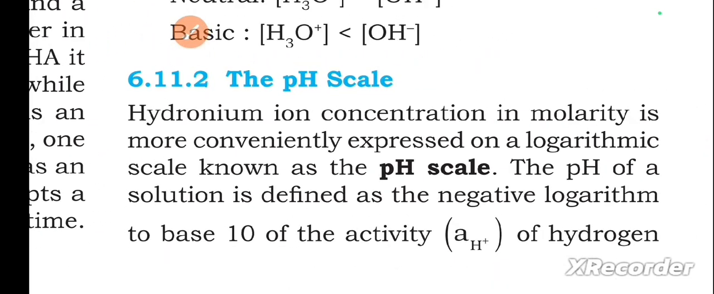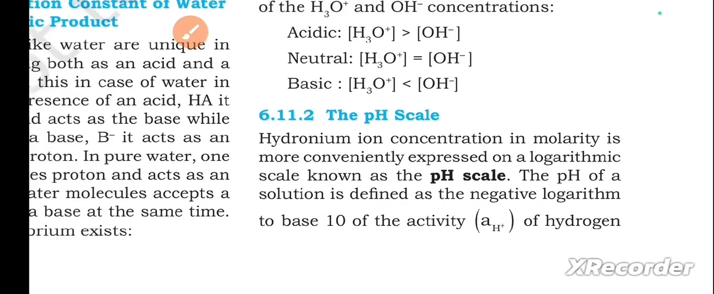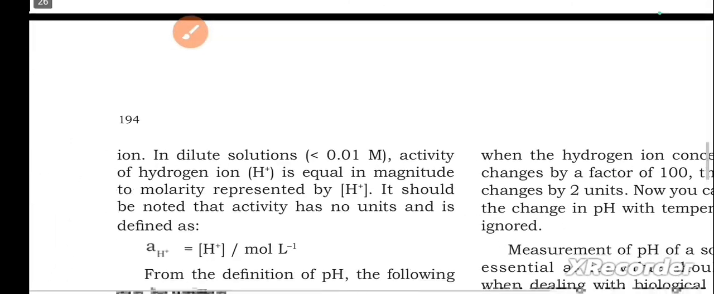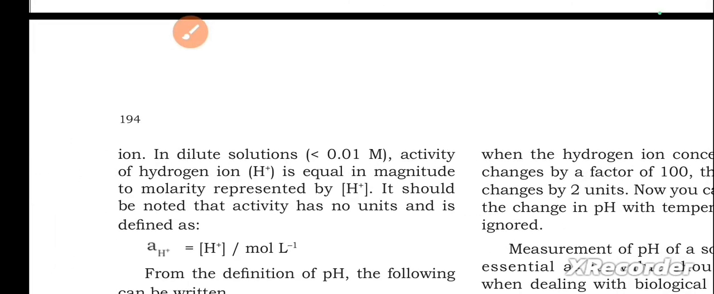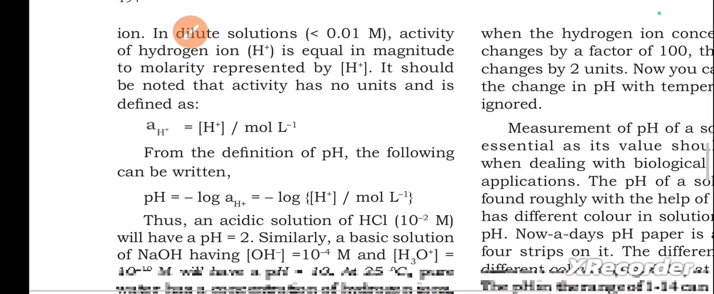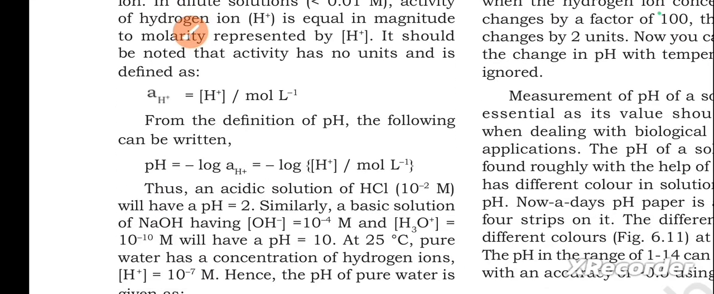Hydronium ion concentration in molarity is more conveniently expressed on a logarithmic scale known as the pH scale. The pH of a solution is defined as the negative logarithm to base 10 of the activity of hydrogen ion. In dilute solutions, activity of hydrogen ion is equal in magnitude to molarity, represented by [H+]. It should be noted that activity has no units and is defined as the following. From the definition of pH, the following can be written.